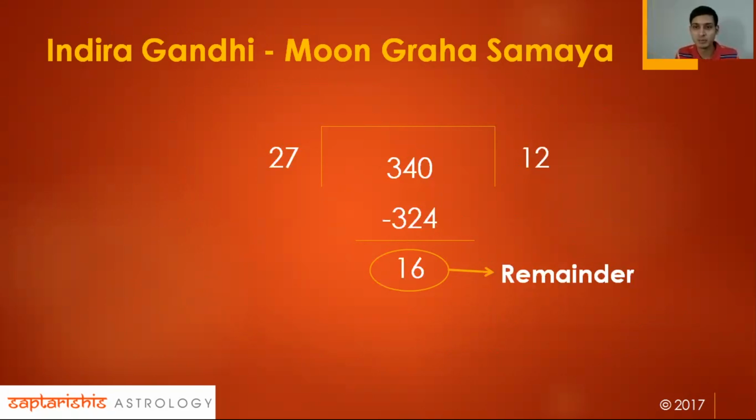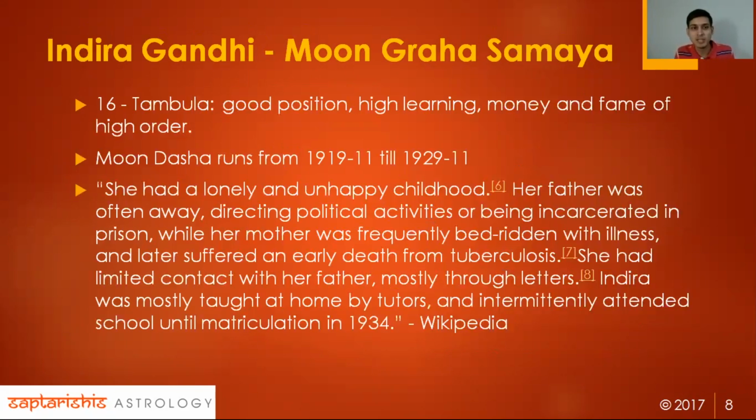So that gives us remainder as 16. So 16 becomes our Grah Samaya. Then we have to refer back to our Grah Samaya table and see what 16 means. So 16 means Tambula. Tambula is good position, high learning, money and fame of high order.